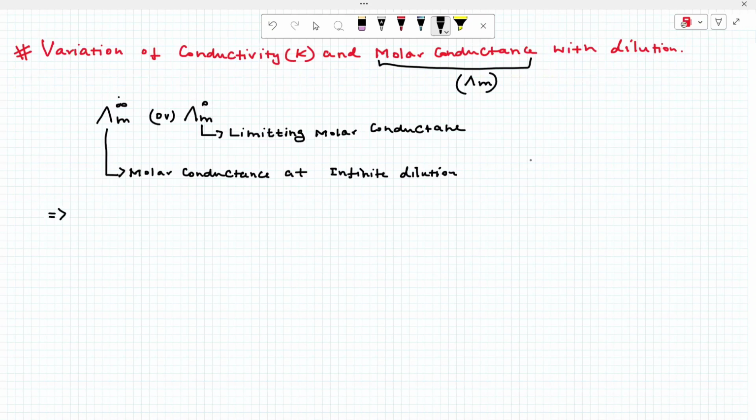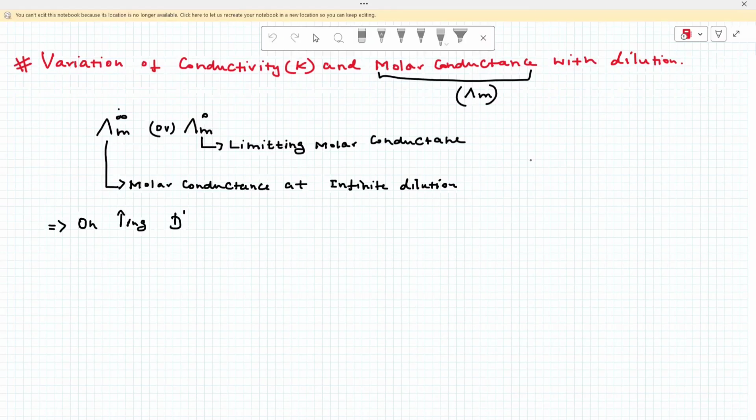Please. On increasing dilution, okay, the lambda m, the molar conductance, increases. Molar conductance increases. This point, please note. The strong electrolyte.